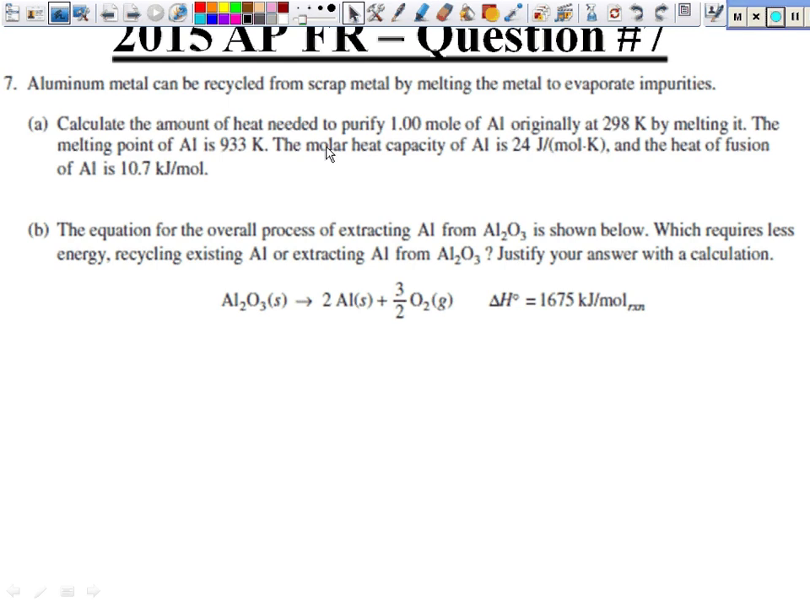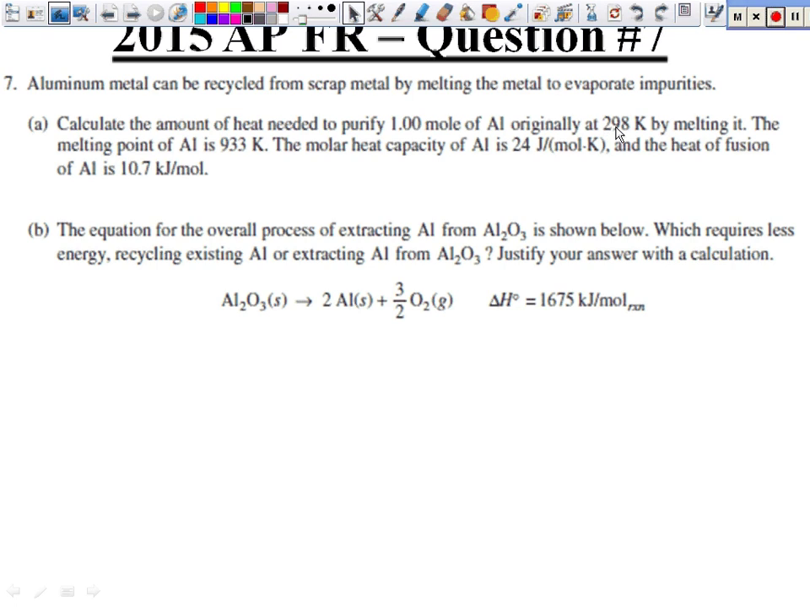So aluminum metal can be recycled from scrap metal by melting the metal to evaporate impurities. It's a pretty deep thing. Calculate the amount of heat needed to purify 1 mole of aluminum, originally at 298, by melting it. The melting point of aluminum is 933 degrees Kelvin. My first question is, is a delta T going to be a factor here? Yes.